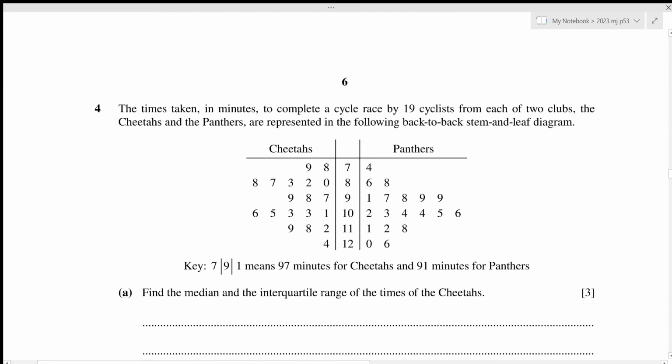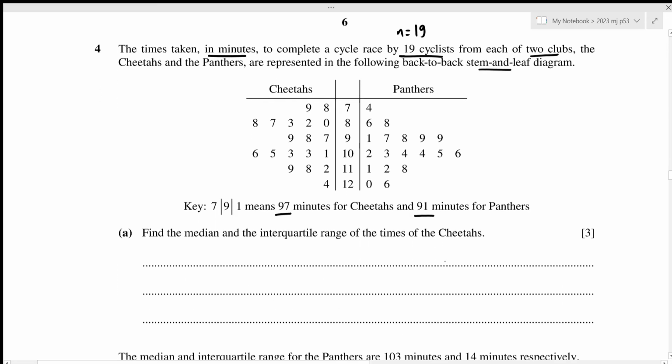For the fourth question, the times taken in minutes to complete a cycle race by 19 cyclists from each of two clubs, the cheetahs and the panthers, are represented in the following back-to-back stem and leaf diagram. So n will be 19 for both cheetahs as well as panthers. And here we have the key. 791 means 97 minutes for cheetahs and 91 minutes for panthers. For the first part, we need to find the median and the interquartile range of the times of the cheetahs. Let's start with the median.